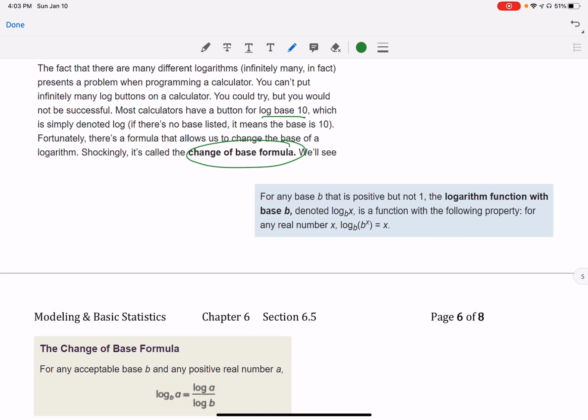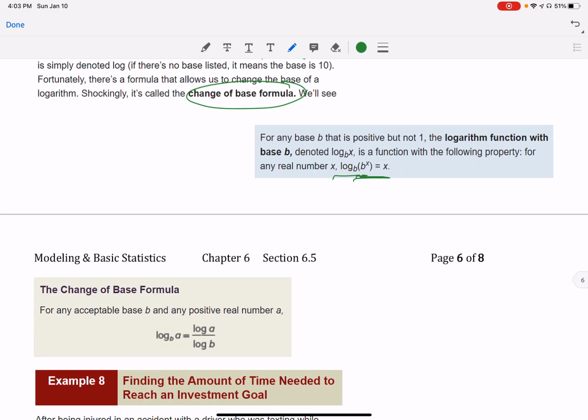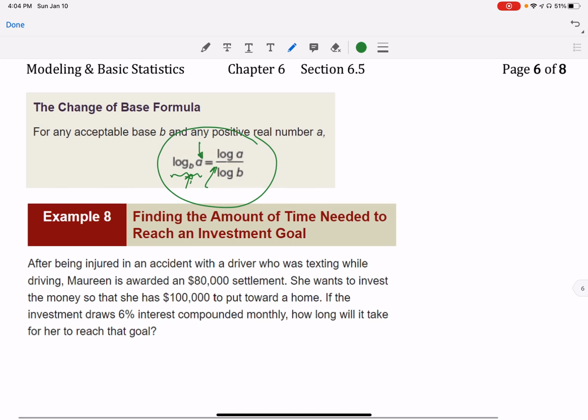For any base b that is positive but not 1, the log function with base b, denoted log b of x, is a function with the following property. May sound like a bunch of mumbo jumbo, but it'll make sense when we start working out the problem. For any acceptable base b, we can use this as our change of base formula. What's going to happen is we'll take our problem, plug it in, and divide log a by log b, to come up with a general number. So let's try it out.